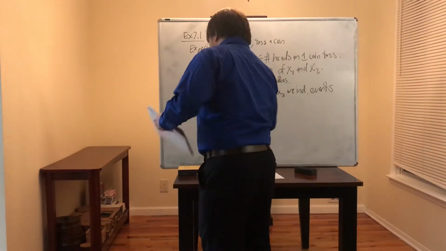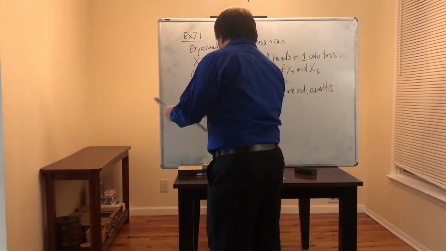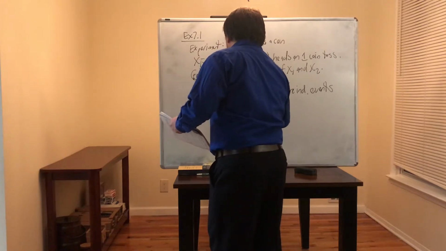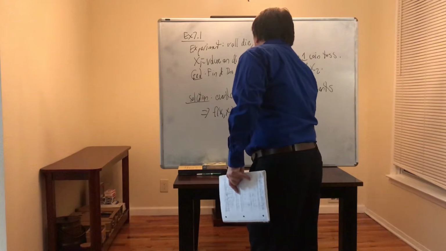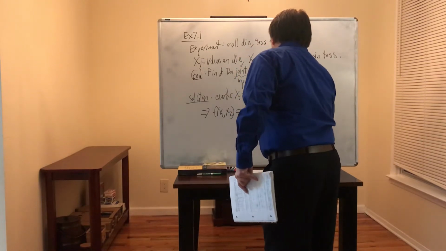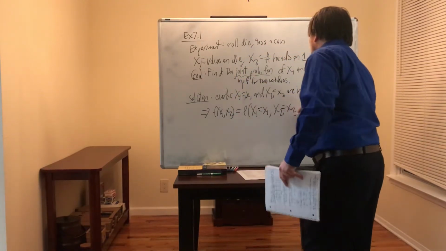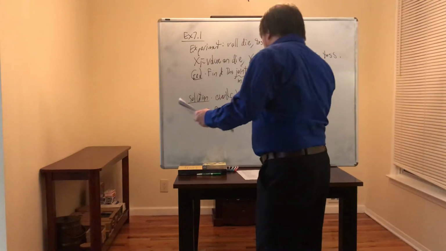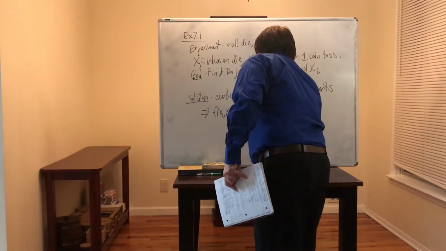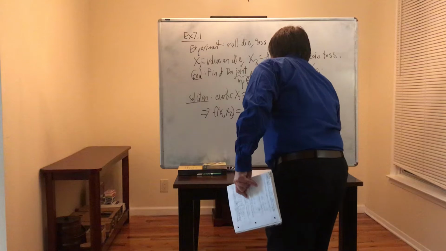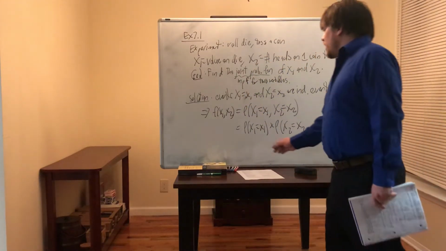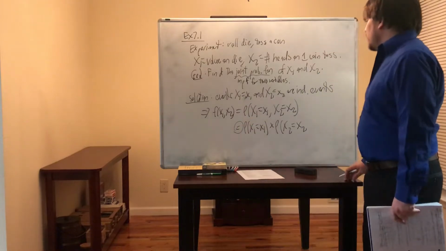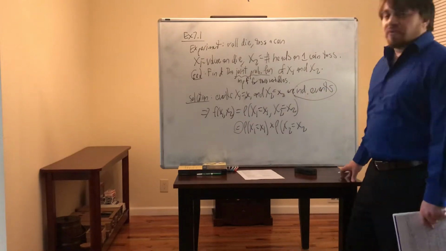That implies that the joint probability function of x1 and x2, which is f of x1 comma x2, is equal to the probability that capital X1 equals little x1 and capital X2 equals little x2. And that is equal to the probability that capital X1 is equal to little x1 times the probability that capital X2 is equal to little x2, right? That equal sign is from the fact that they're independent events.